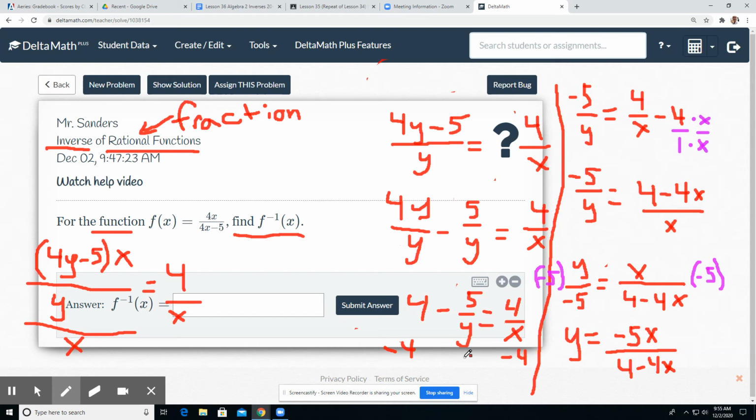All right. And then we just want to write it in function notation. So instead of y, we would say f of negative 1 of x equals that. All right, and there's our answer.